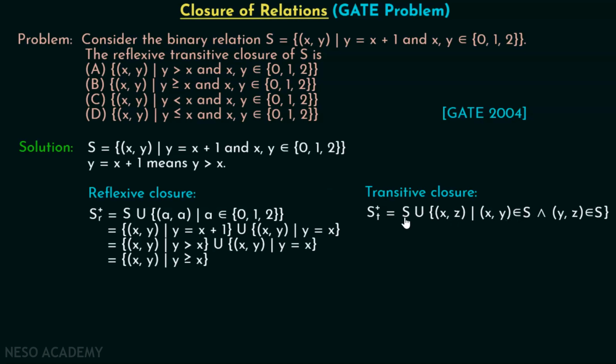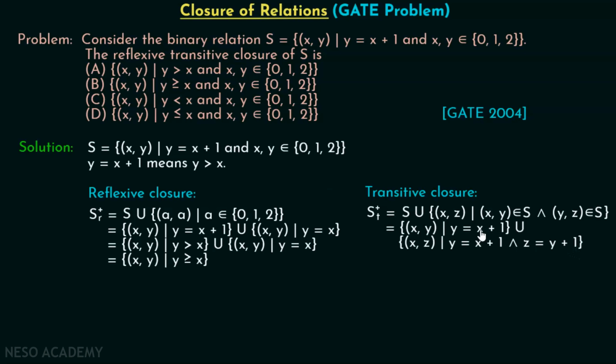First, we will write the relation S, which is nothing but the set of all ordered pairs x, y such that y is equal to x plus 1, right? We'll take the union of this set with this set, which is actually equal to the set of all ordered pairs x, z such that y is equal to x plus 1 and z equal to y plus 1, right? Here x, y belong to S means y equal to x plus 1. y, z belong to S means z equal to y plus 1, right?